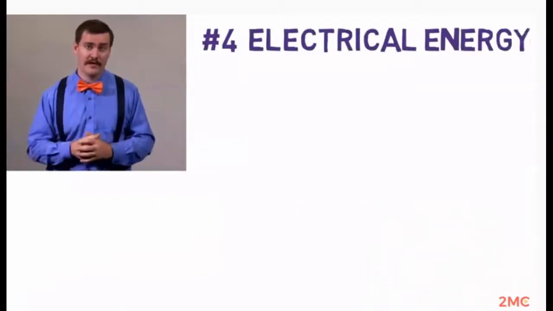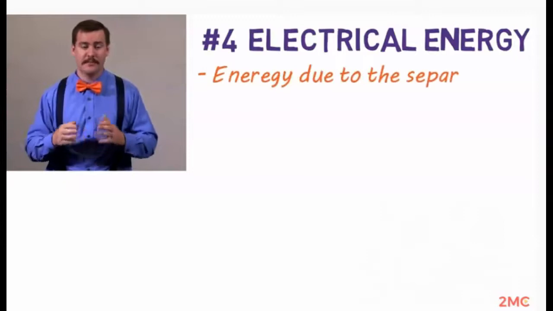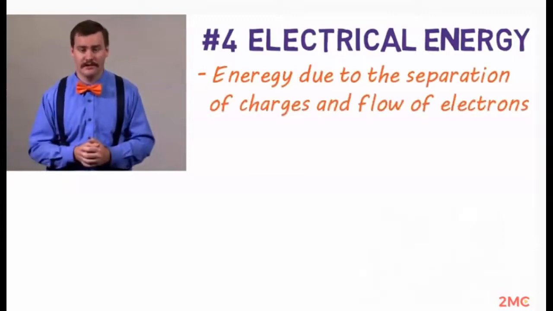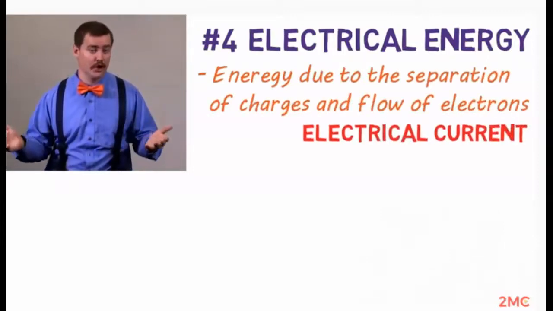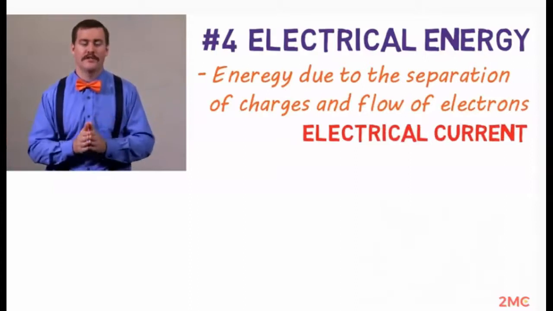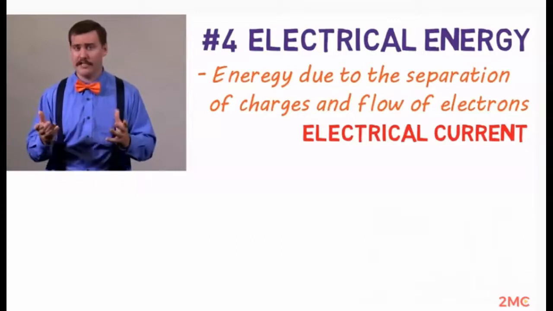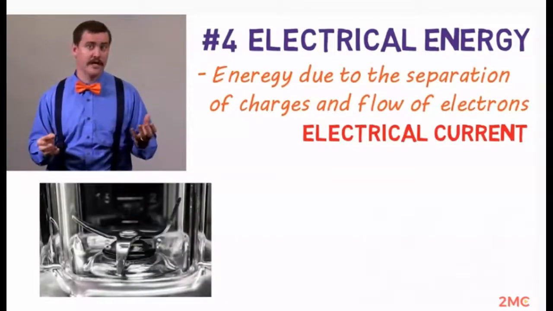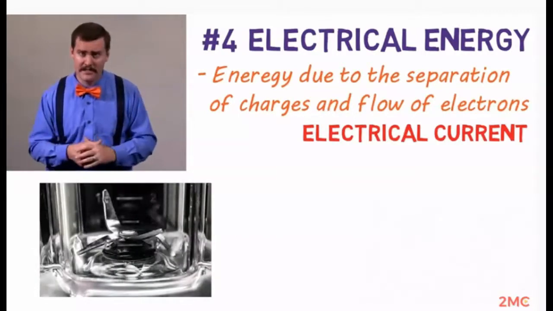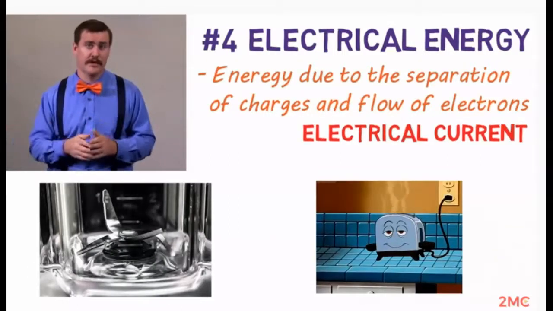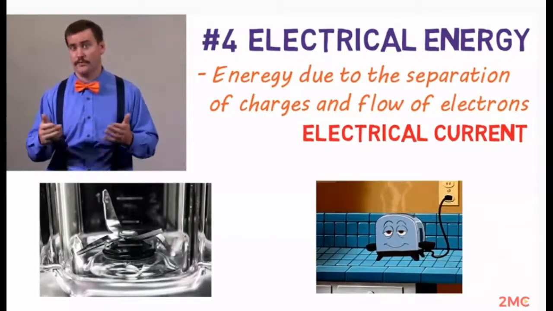Number 4 is electrical energy. This is the energy due to a separation of charges and flow of electrons, also called an electrical current. All your household appliances use electrical energy and convert it to some other type of energy. For example, your blender converts electrical energy to kinetic energy to spin the blades. Your toaster converts electrical energy to thermal energy to toast your bread.